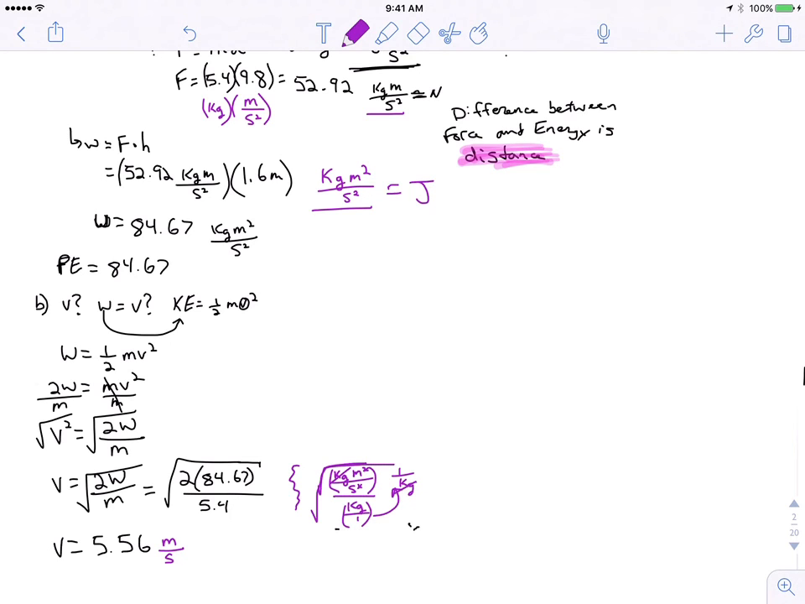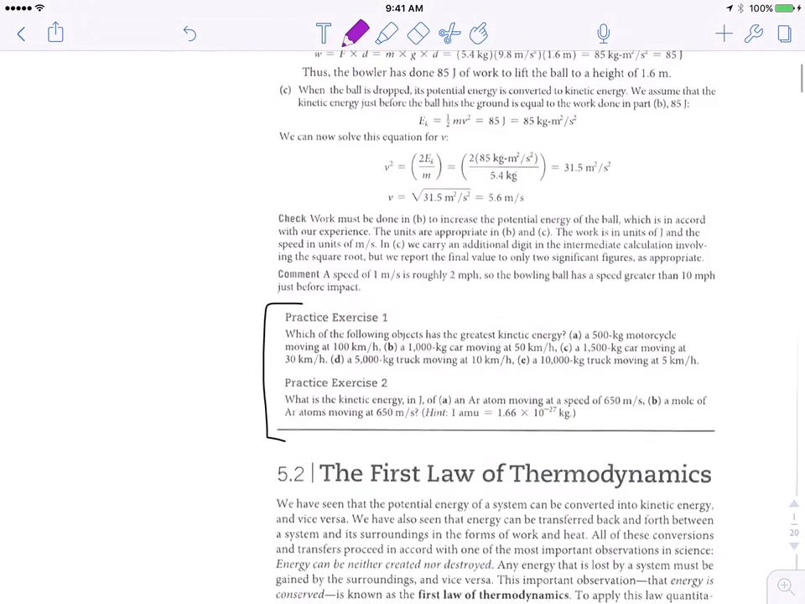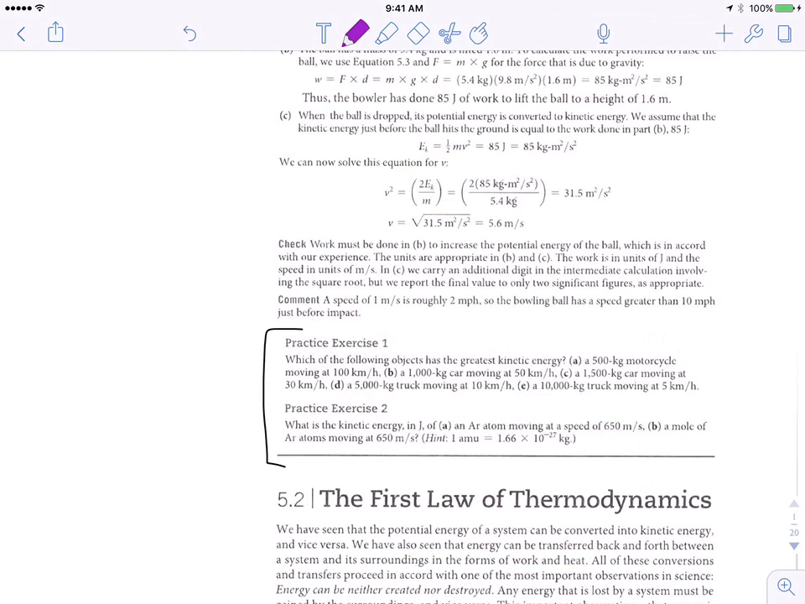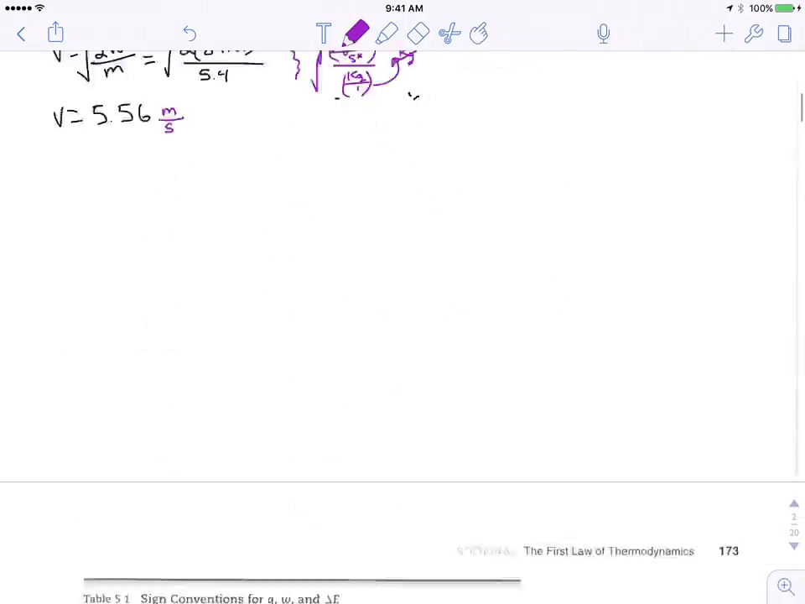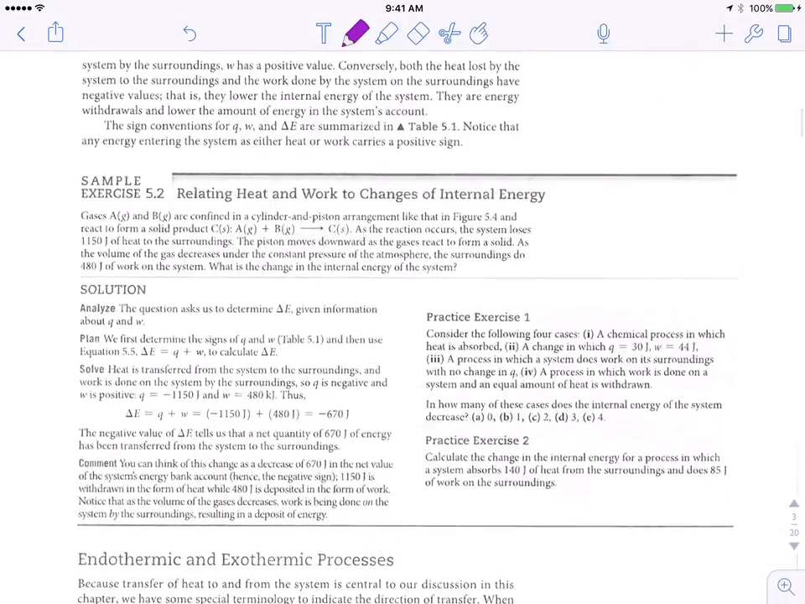Excellent. Tomorrow, you should definitely work on these practice exercises. More or less, one of these two will be on the quiz. If you have questions, see me after school or at lunch. Otherwise, if you finish those two questions, you can work on these ones.